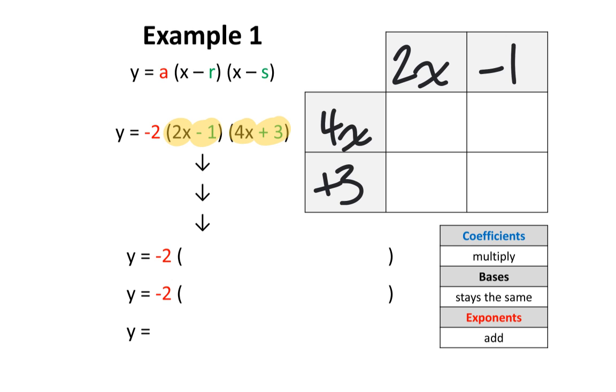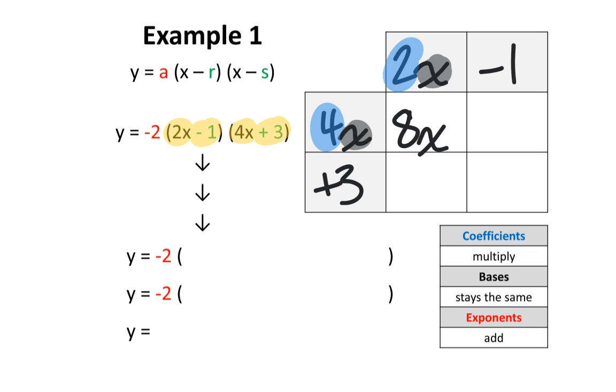Since we're multiplying terms, we're going to need to use the product rule. The first step of the product rule is to look at coefficients. The coefficient of this term is +4 and the coefficient of this term is +2. We want to multiply coefficients. So 4 multiplied by 2 is going to give you 8. Next, we want to take a look at bases. This term has a base of x and this term has a base of x. Bases stay the same. So this is going to stay as x.